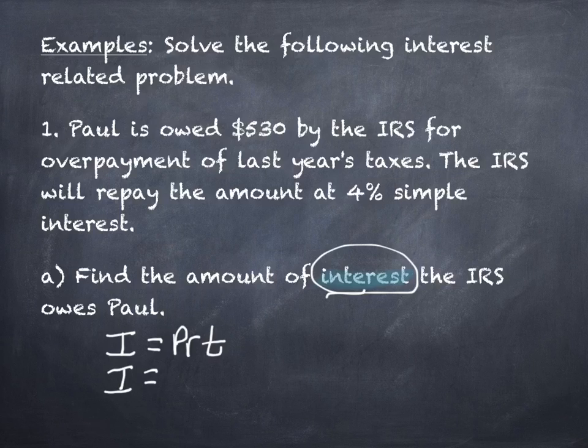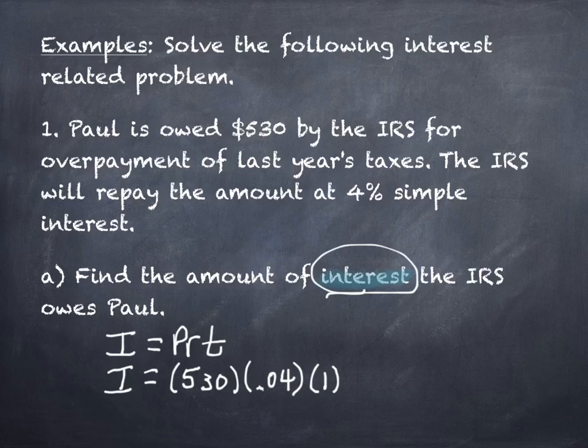What is P in this problem? That's the 530. It's the initial amount that he overpaid. It's the principal. What is R in this problem? 0.04. You bet. Okay, so make sure we changed it into a decimal, not the same percent that it started out as. And then the time. 1 year. 1 year, because he did it last year, right?